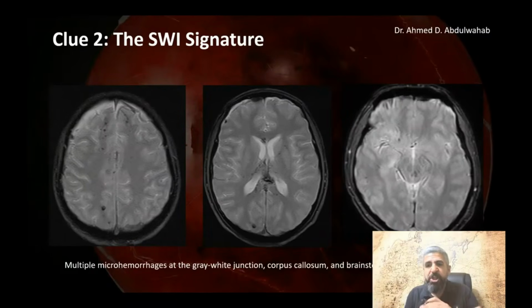The brain is sheared during the crash. The axons are torn. This is why the CT looks normal, but the patient isn't waking up. Look at these tiny dots here, here, here. And look here. Look at the corpus callosum. Look even at the midbrain. There are multiple tiny dots. You can see them on SWI.